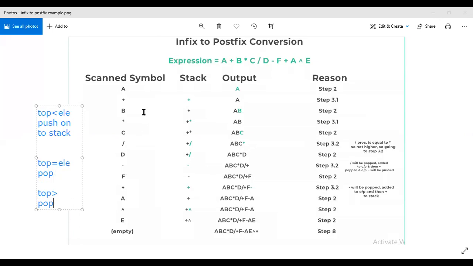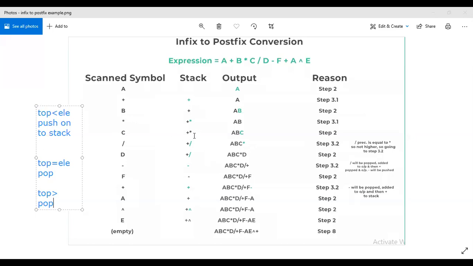So here, you can see. First, initially plus is on the stack. Whenever star is scanned in the expression, I will compare star and plus. The top of the stack is plus. Its preference is very much less than the operator star which I scan. So the first step is, I will push onto the stack.